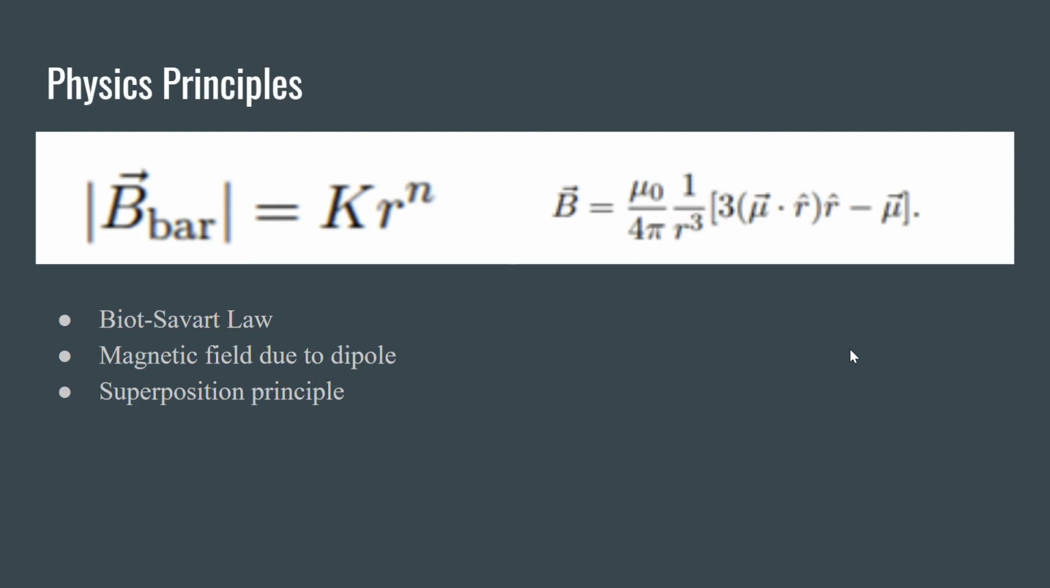The physics principles used are the Biot-Savart law, which we modified for our lab here. You'll see it on the left, which is B bar equals K R to the N. Then you'll also see the magnetic field due to a dipole equation, which is on the right there. Sorry for that voice crack. Finally, we'll use the superposition principle for magnets. That basically means the net magnetic field at an observation location will be the summation of all fields acting upon it.